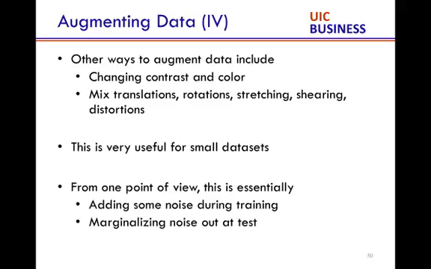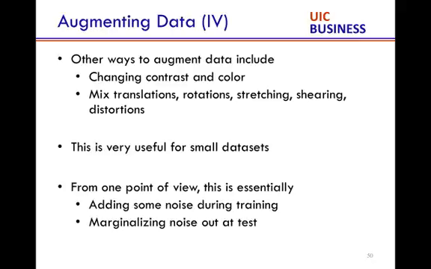Other ways to augment data include changing the contrast color. You can also do translations, right? If you have a cat in the center of the picture, you may want to move it to the left and the right, and hopefully the networks will still output the cat score to be higher than all the other class scores. Okay, so these are all regular transformations that you can do, and these are all specific to the image domain. This is very useful for small data sets.